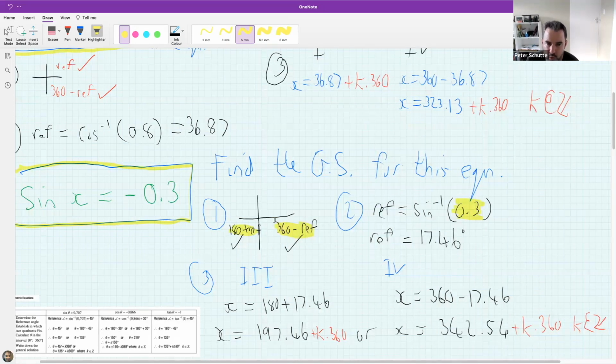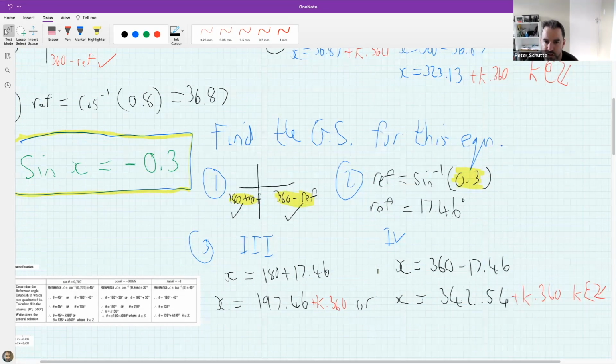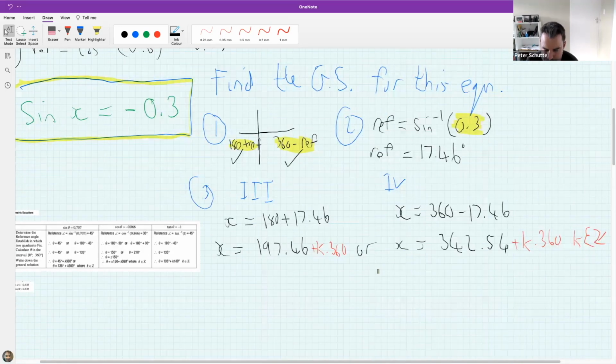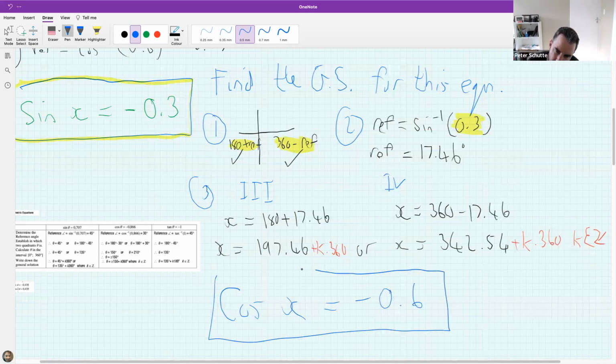And I want to give you one more question around this idea, and then I'm ready to move on to other types of equations. So I'll leave this one up. And then I'm going to say, can you solve for me the trig equation minus cos of x equals minus 0.6? And I want you to find the general solution. Okay, off we go. And I want you to use the same process we used before, but just adjust it slightly.